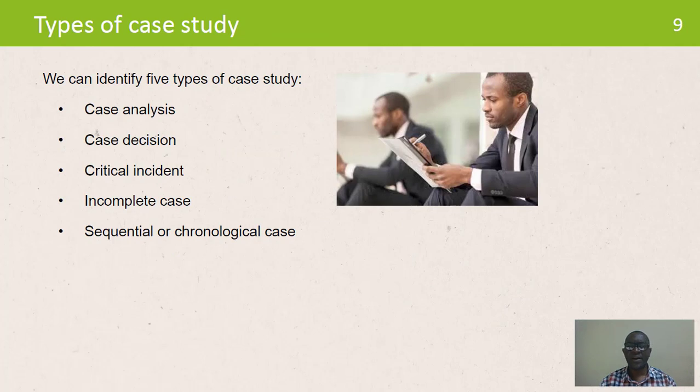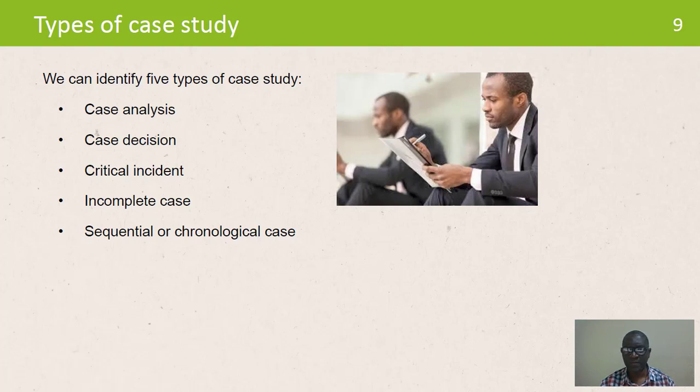We can identify 5 types of case study. 1. Case analysis. This type of case is complex and does not involve a clear-cut decision, such as an ethical issue, such as child labor, that deserves to be examined from different angles. 2. Case decision. The aim is to make the best possible decision, taking into account the analysis of the situation and the known data.